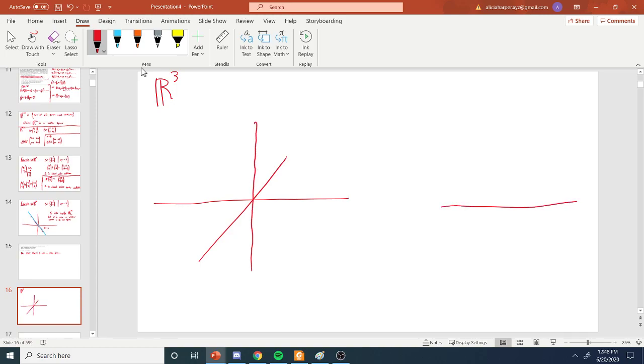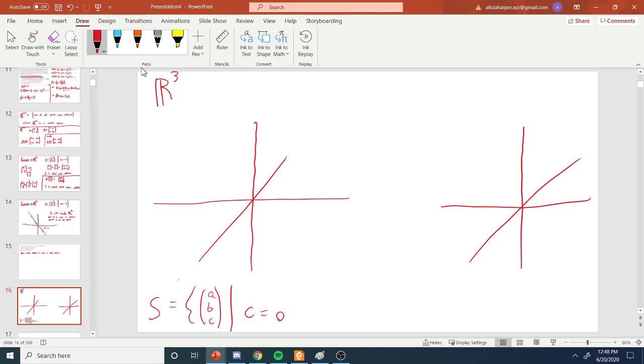R3 kind of looks like this. I'm going to draw a second picture. And I'm going to define two subsets of R3. My first subset, S, is going to be the set of vectors of the form A, B, C, where C is equal to 0. And my second set, S prime, is going to be the set of vectors A, B, C, where not only is C equal to 0, but B is also equal to 0.